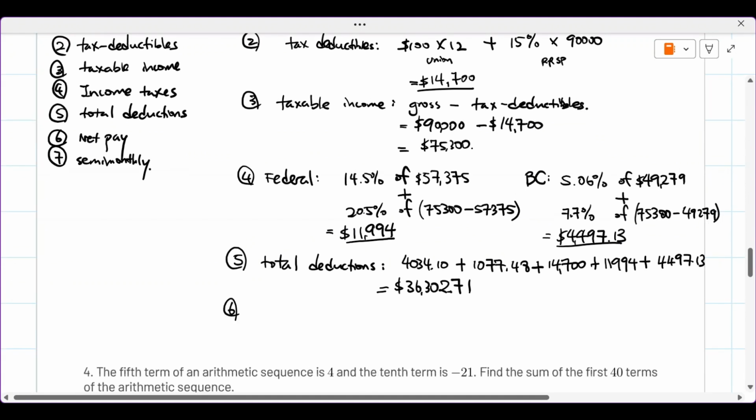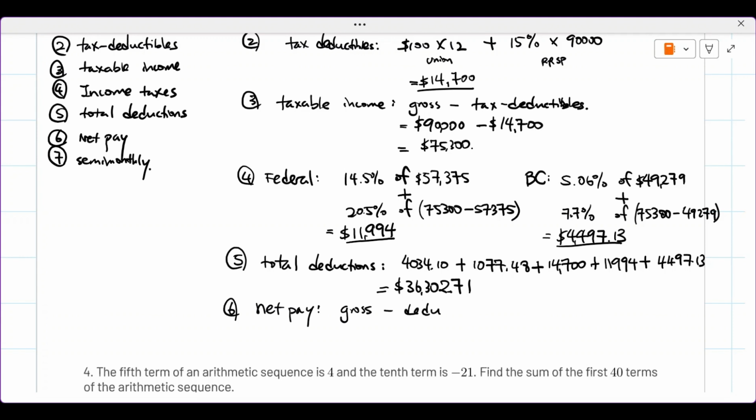Now to find the net pay, it is equal to the gross minus deductions. So that's 90,000 minus 36302.71, and that's equal to 53,697.29, $53,697.29.